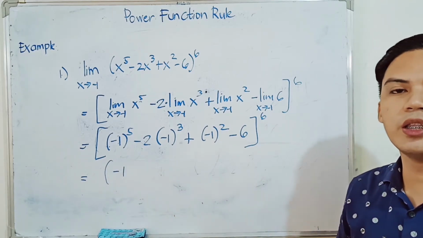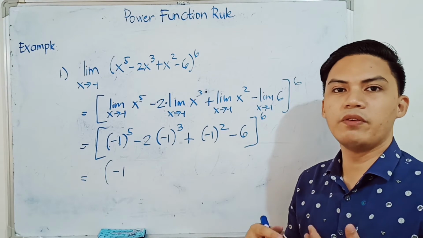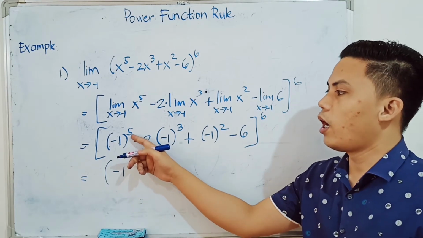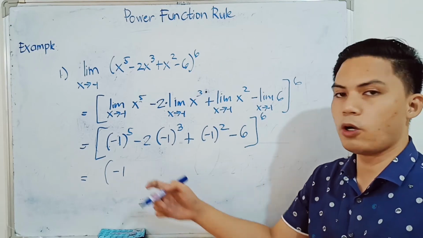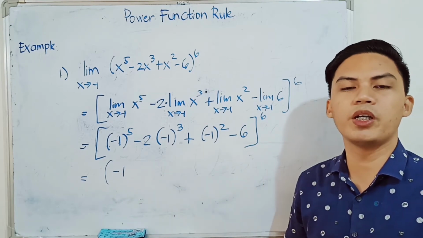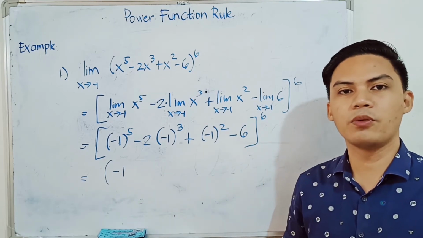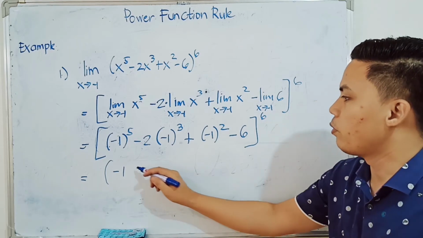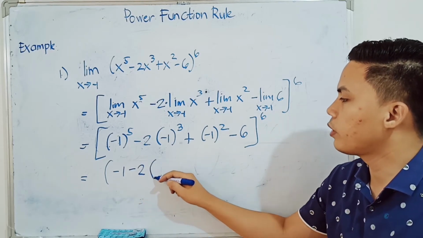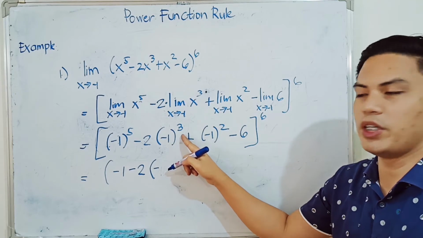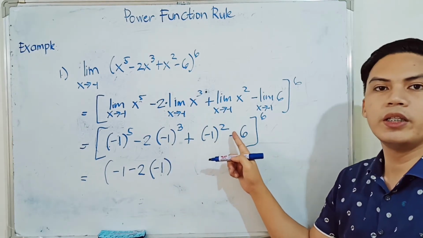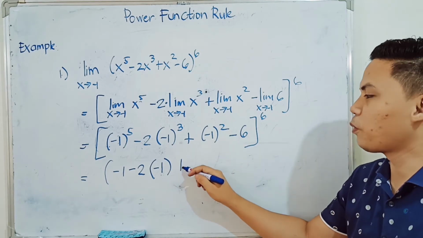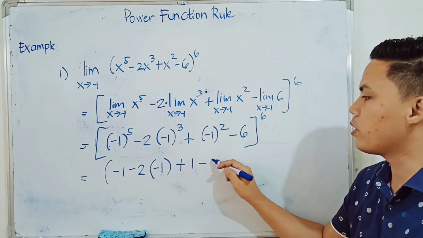So, pag yung -1 or any negative number, pag i-raise natin siya sa exponent, which is an odd number, then automatic, yung answer niya is always negative. Pag even number naman yung exponent natin, the answer will always be positive. So, we have -2 times -1 raised to 3 is equal to -1. Then, we have -1 raised to the power of 2 is equal to +1. Then, -6.